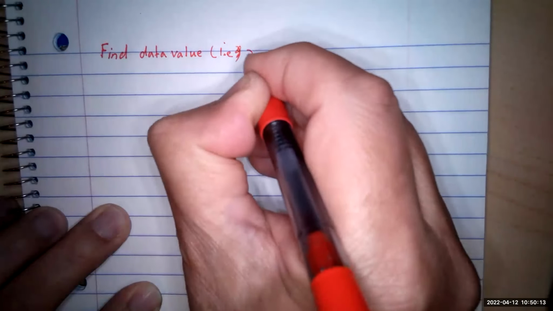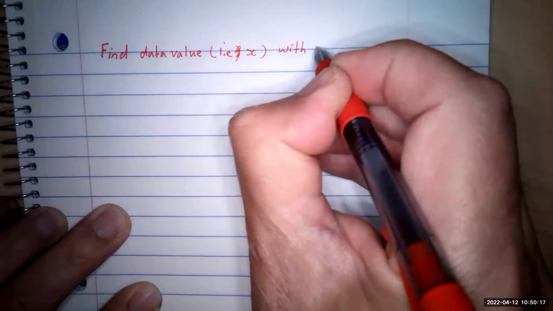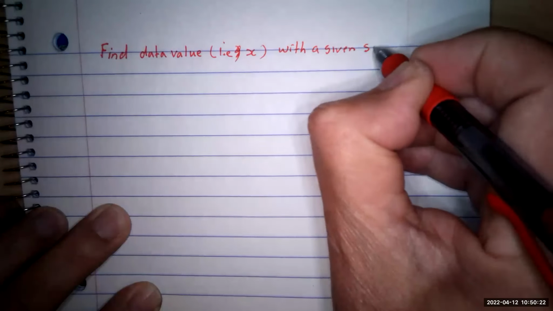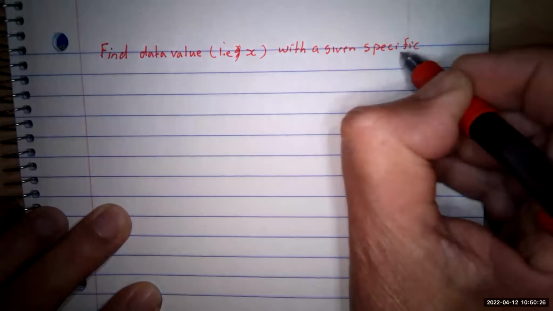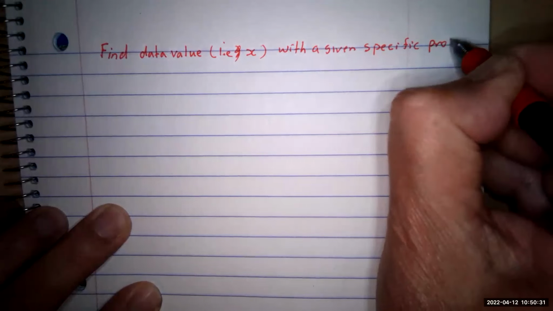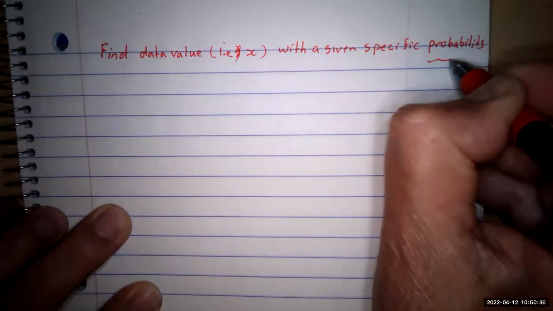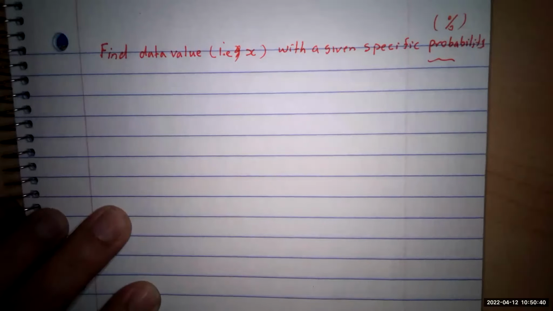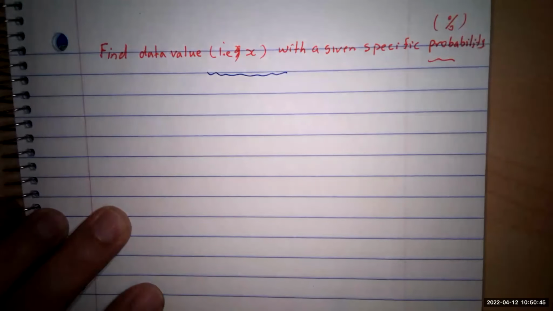Okay, data value x with a given specific probability. Probability is going to be like 1%. So this example would be related to this type of idea.